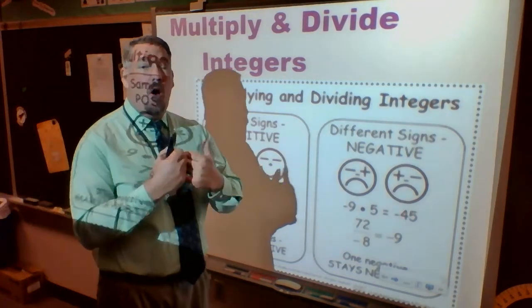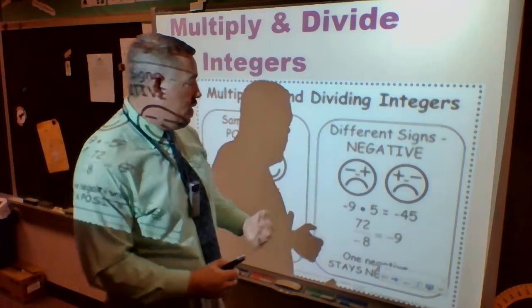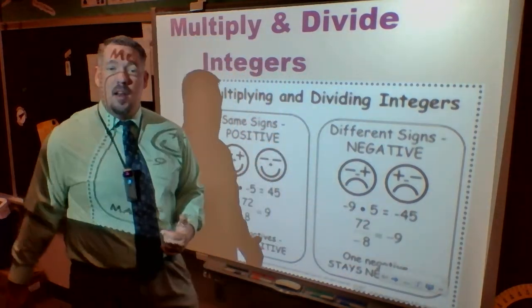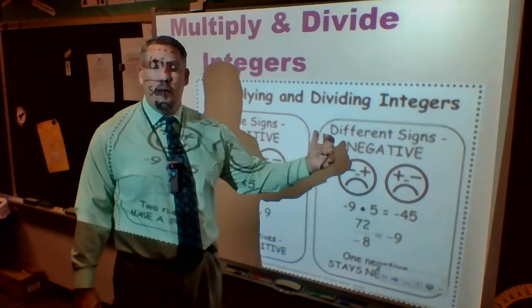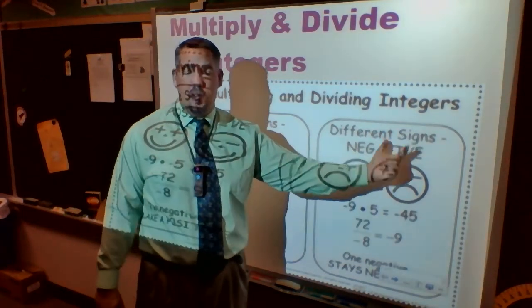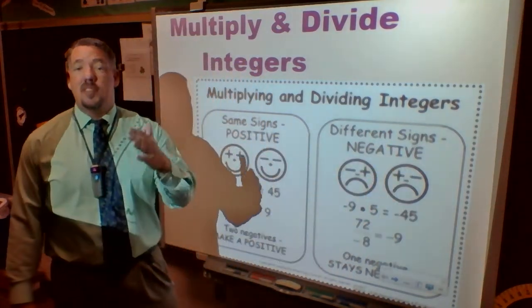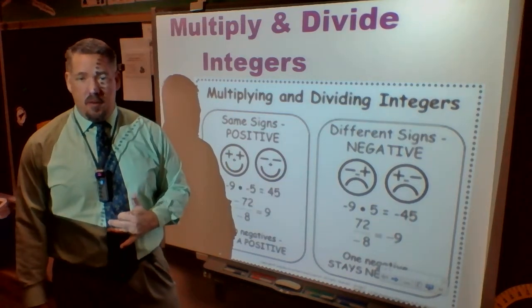When it comes to opposite signs with multiplication and division, then it makes the little guy unhappy, doesn't it? It can be a negative followed by a positive, or a positive followed by a negative. Opposite signs are always going to give me a negative answer.